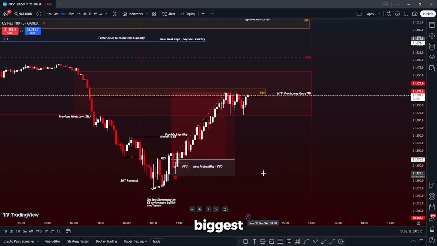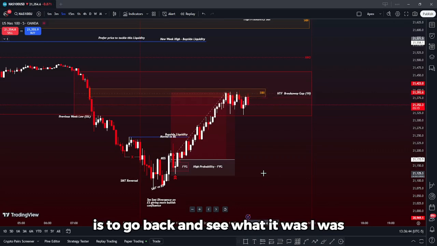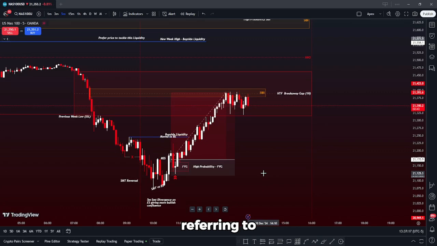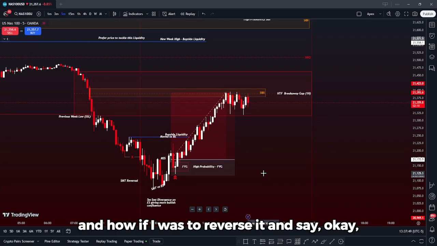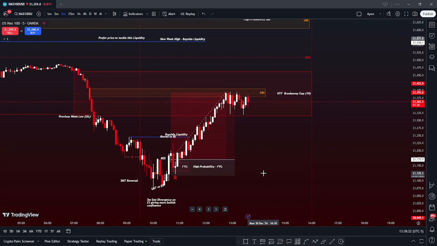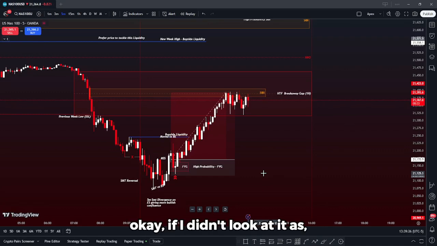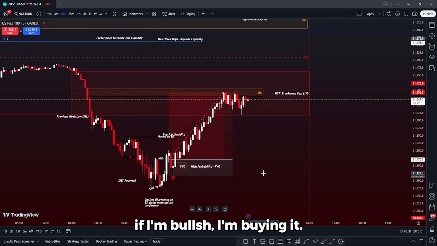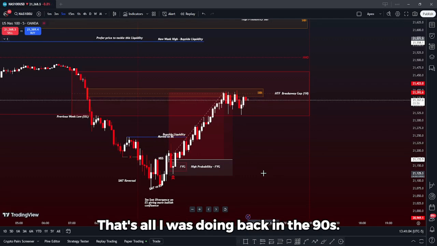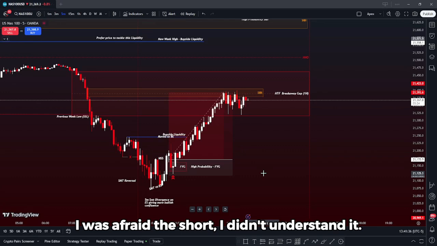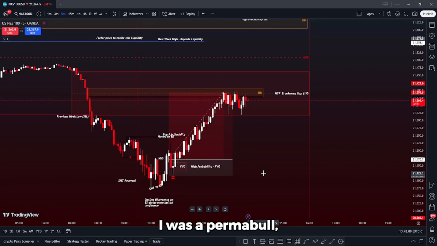That was one of the biggest epiphanies for me, to go back and see what I was referring to, and how it would look if I reversed it. If I didn't look at it as, if I'm bullish, I'm buying it. That's all I was doing back in the 90s. I was afraid to short. I didn't understand it. So I was a perma bull.